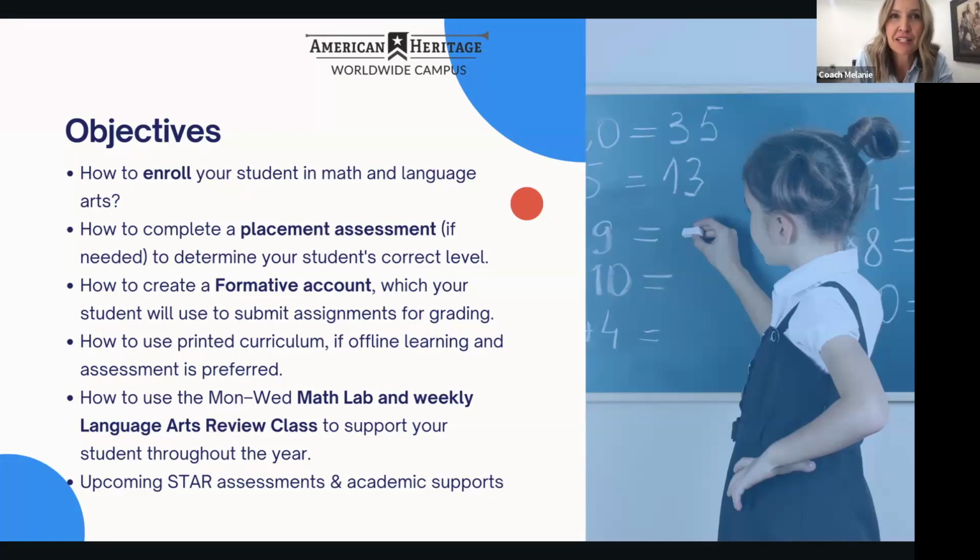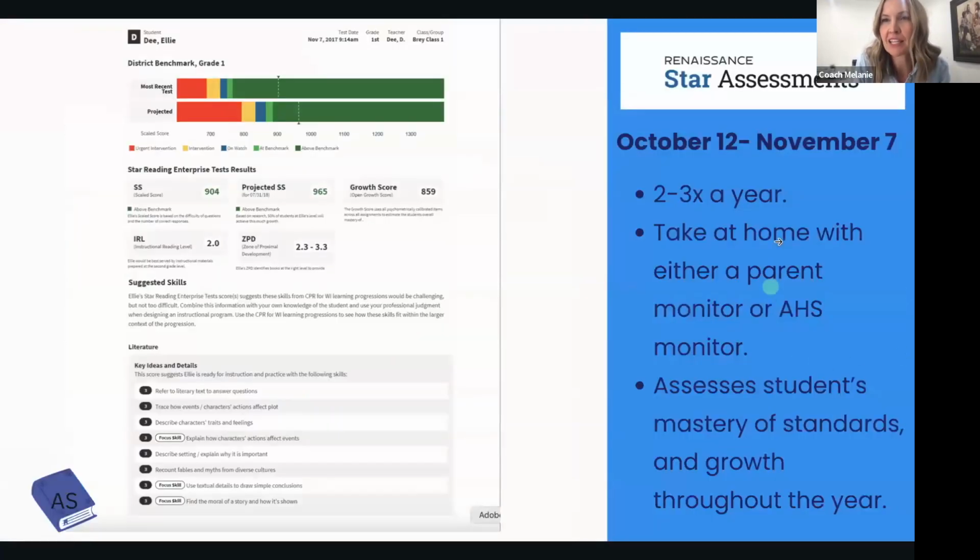The next is how to use the printed curriculum. If you want your student offline for a little while, make sure you grab those lesson books. We have the Monday to Wednesday math lab to help your students with math, and that weekly language arts review class that's really going to help your kids in language arts this year. And then don't forget about our upcoming STAR assessments and academic supports. The STAR assessment will open October 12th, and your student can take it anytime between October 12th and November 7th. That information, how to log in, all of that will be coming in an email.